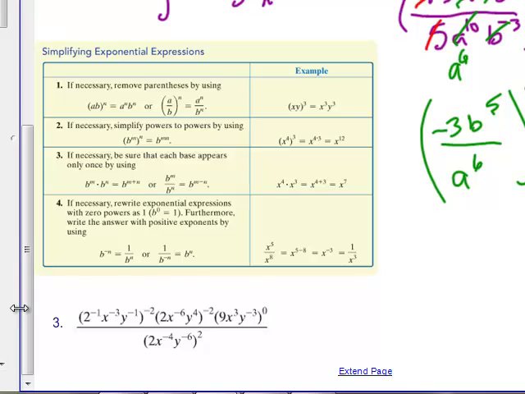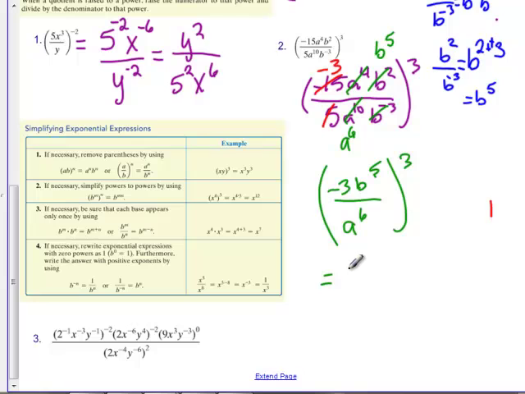So the reason this one's tricky is that negative 3. If we take that negative 3 and cube it, is it positive or negative? Negative. It's going to still be negative. I'm going to go ahead and work it out, and I'm going to write it this way to make it really clear that we're taking the negative 3 and cubing it. And then b to the what power? 15, right? Once you distribute, over a to the, yeah.